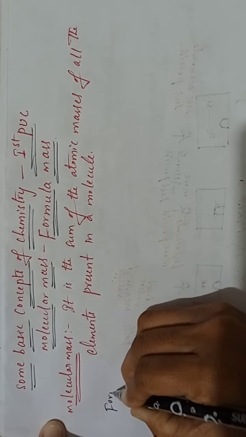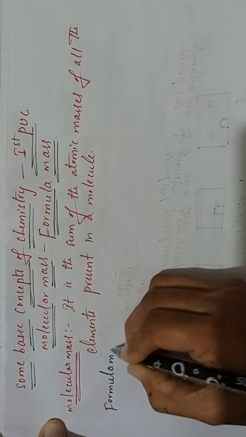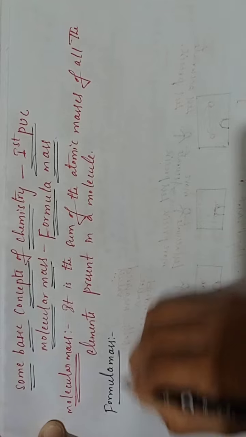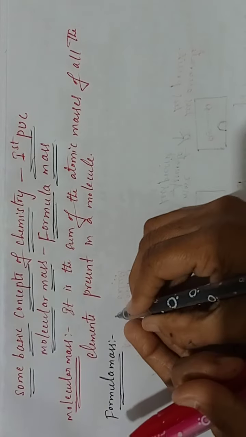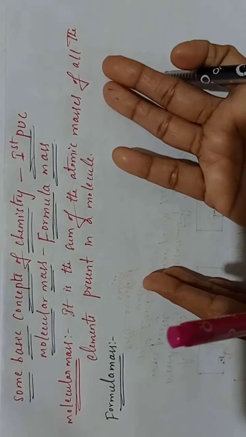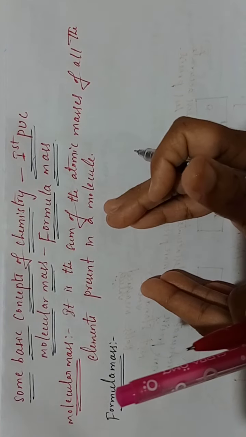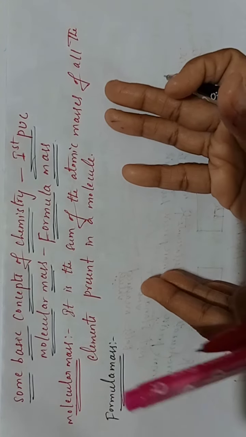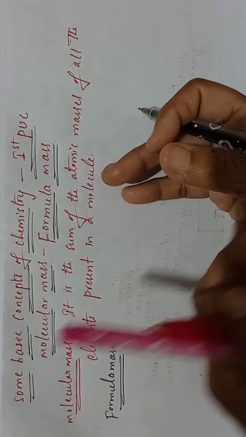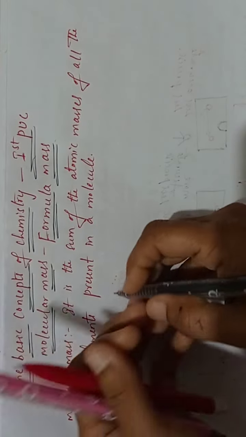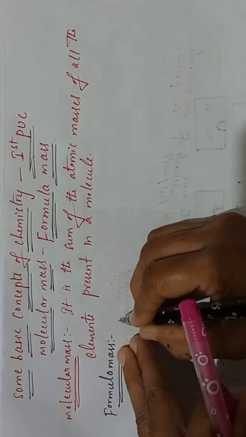And what is the formula mass? Now see, students, what is the formula mass? It is the sum of the atomic masses of all the elements present in the empirical formula. Are you following? Present in its empirical formula. So what is the definition, students? What is the formula mass?